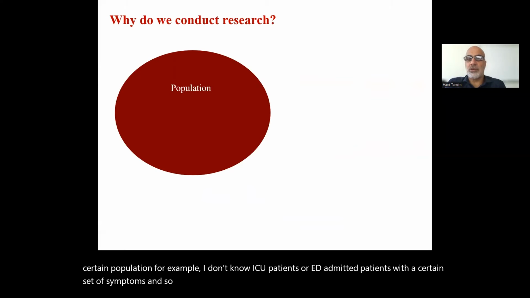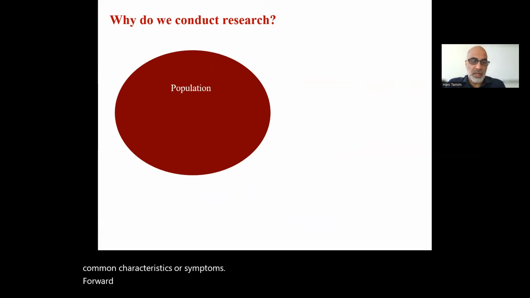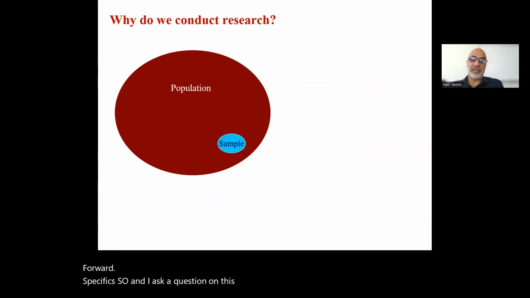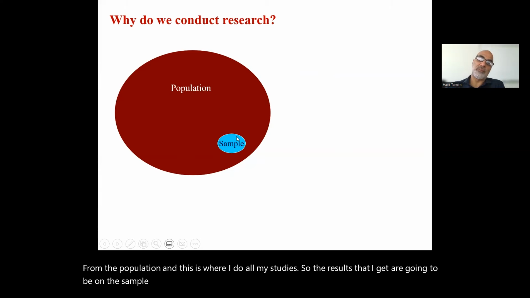So a population is a group of people or patients who have common characteristics or symptoms or specifics. I ask a question on this population, but eventually I take a sample from the population, and this is where I do all my studies. So the results that I get are going to be on the sample, not on the population. But my question is on the population.